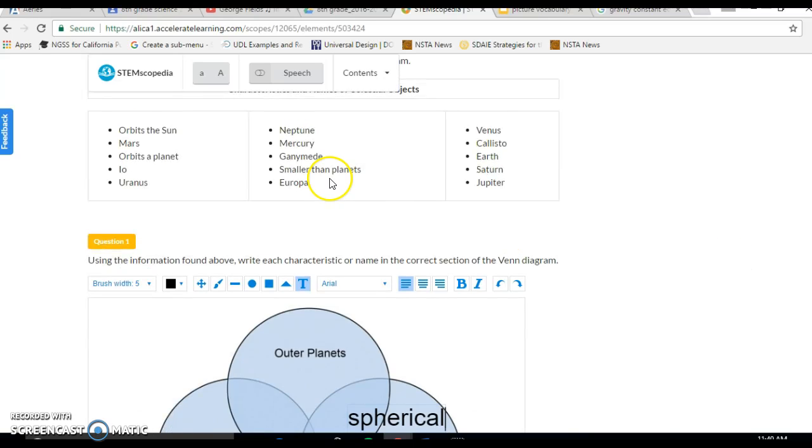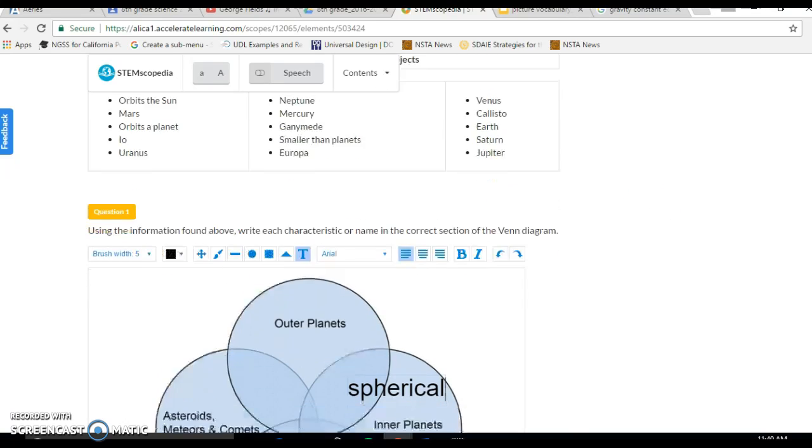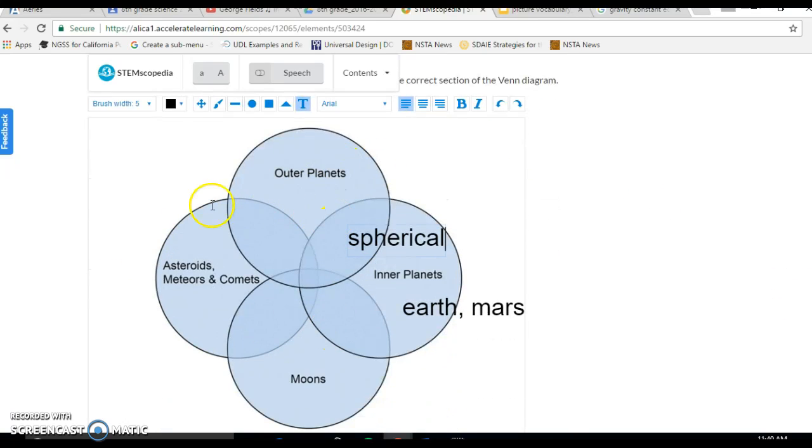But don't forget, there's certain words you need to place in the right place in this Venn diagram, and it is these right here. Orbits the Sun, Mars, orbits a planet, Io, Uranus, Neptune, Mercury. All of these words, all the way down to Jupiter, have a place in this Venn diagram. And you need to choose each word and find a place for it that's appropriate.